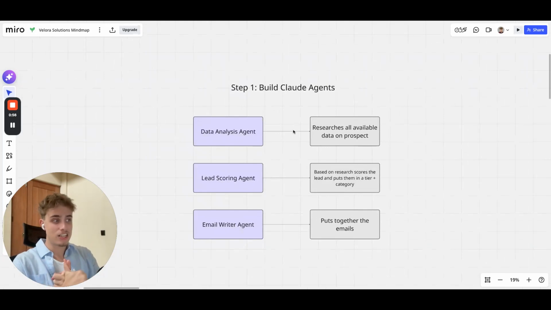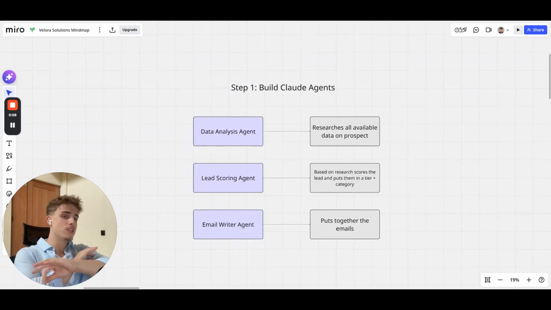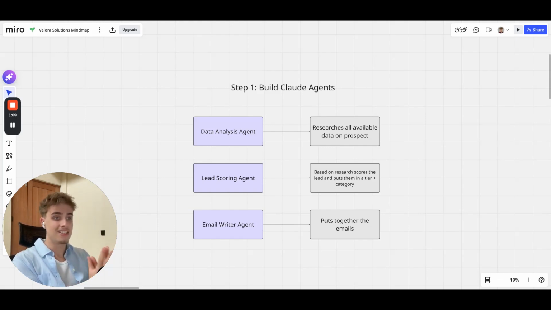A data analysis agent, which is going to research every single available data on the prospect, okay? Meaning how much money they make, your call recordings, your lead forms, your notes, everything on that client. This agent is going to research, so we know everything about that specific person, so we can build a personalized message based on that data.